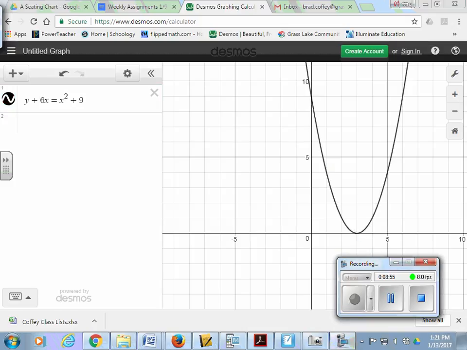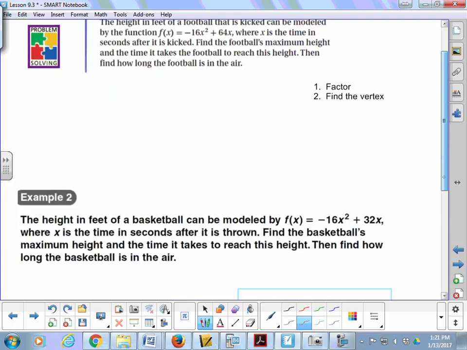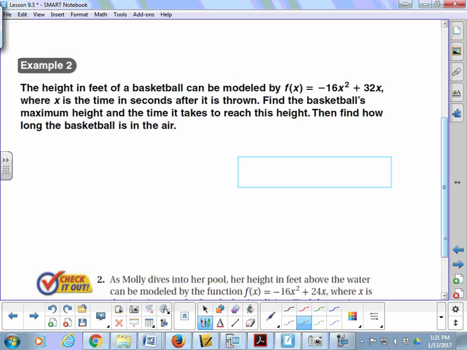So the last thing then, let's look at a story problem, and let's do this one here. Okay, it says the height in feet of a basketball can be modeled by this function, -16x squared plus 32x, where x is the time in seconds after the basketball is thrown. It says find the basketball's maximum height and the time it takes to reach this height. Then find how long the basketball is in the air. Okay? This is a calculator problem. Plain and simple.